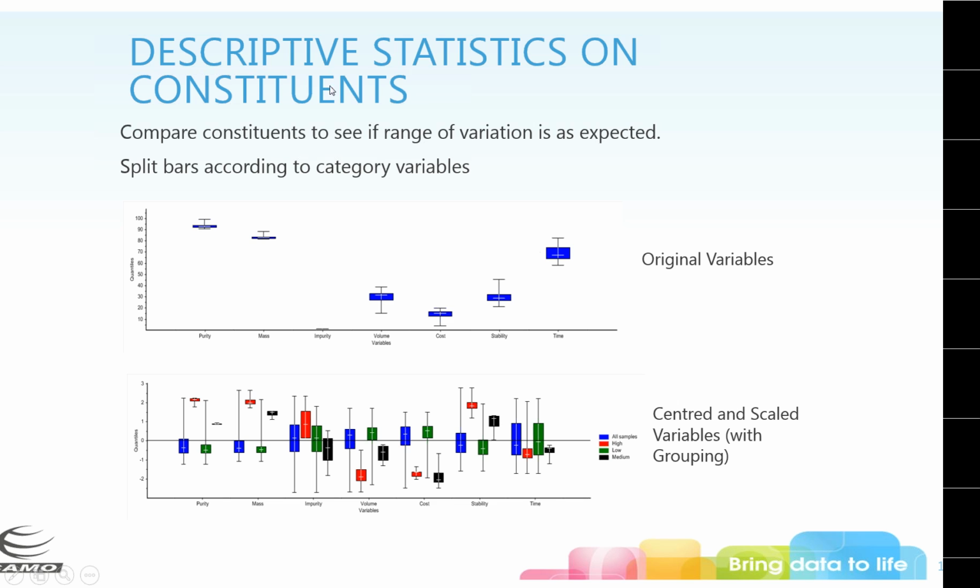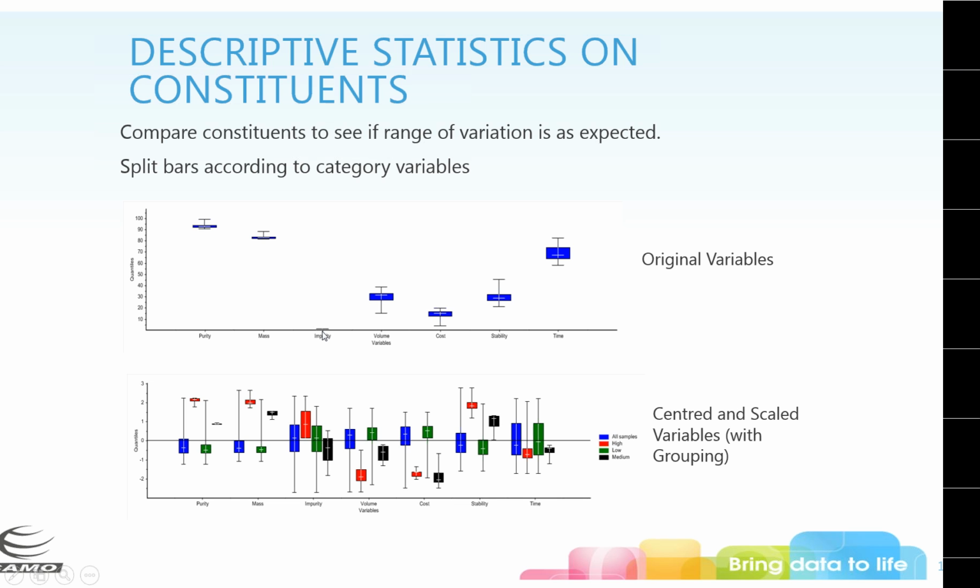This is another way you can look at your constituents. This is going to show you your original variables in, say, a sensory data or a process data situation. What you see is that something like purity has a very high number and varies a reasonable amount, whereas something like impurity has a very low absolute value and a very small amount of effect.